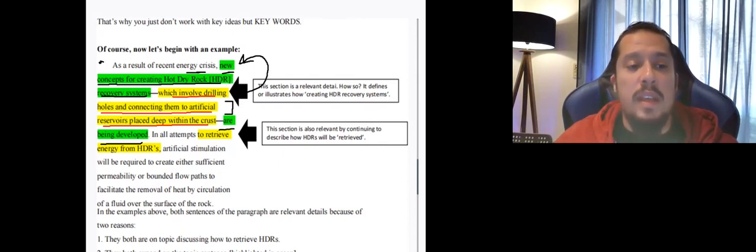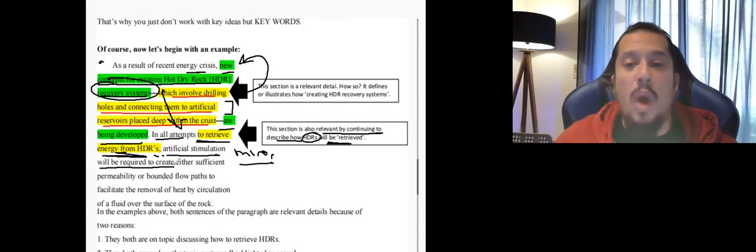Now, look at the continuation of the ideas. In all attempts to retrieve energy from HDRs. Now, again, this is a minor detail. It is relevant by continuing to describe the HDRs and how they will be retrieved, right? Because in the beginning he talks about the recovery system, how we can recover them, how we can get them, right? And here he says, well, to retrieve energy from HDRs, artificial simulation will be required. So every detail must be related to the topic of the passage, to the topic of the paragraph.